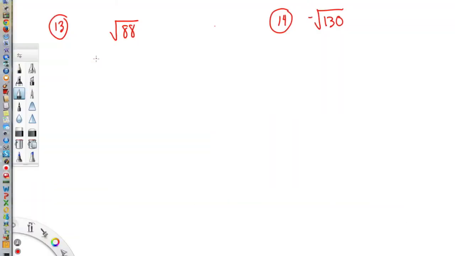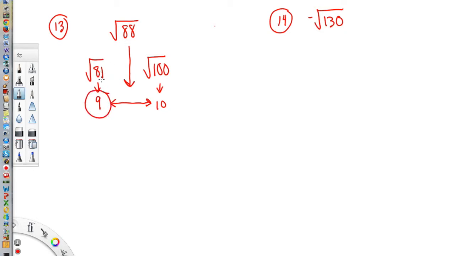I've got 2 more approximations to do. I have to find the square root of 88, and I know the square root of 88 is going to be somewhere between the square root of 81 and the square root of 100, which is somewhere between 9 and 10. So the square root of 88 is somewhere between these two numbers. It's greater than 9 but less than 10. And it is going to be closer, 88 is closer to 81, so it's going to be closer to 9. It's going to be on the low side.